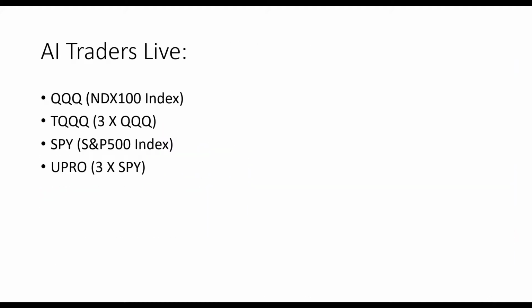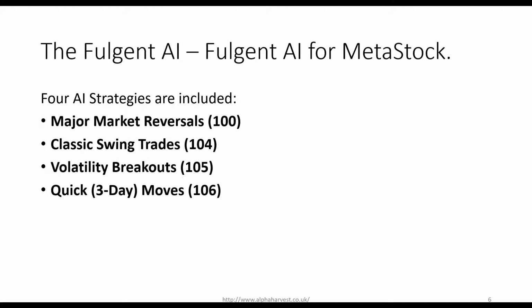In addition to the QQQ and the SPY ETFs, we'll be looking at the 3 times leveraged ETF, the TQQQ, as well as the 3 times leveraged ETF of the SPY ETF, the UPRO. We use 4 artificial intelligence engines: major market reversals, classic swing trades, volatility breakouts, and quick 3-day moves. Now, these 4 strategies cater for different time frames. Whether you're a swing trader or a position trader, each one of these can offer you trading opportunities.